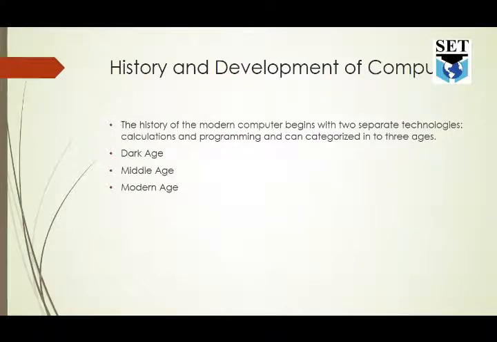The history of the modern computer begins with two separate technologies, calculations and programming, and can be categorized into 3 ages, that is Dark Age, Middle Age, and Modern Age.